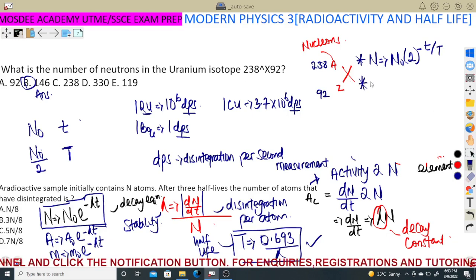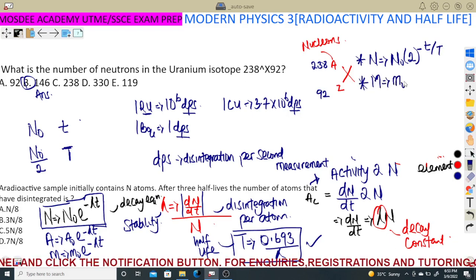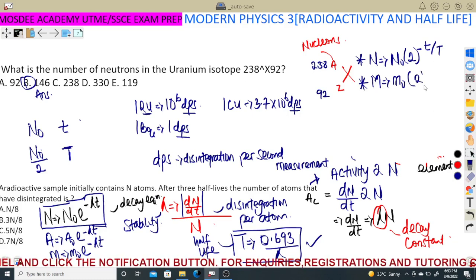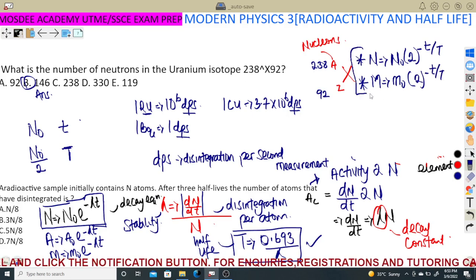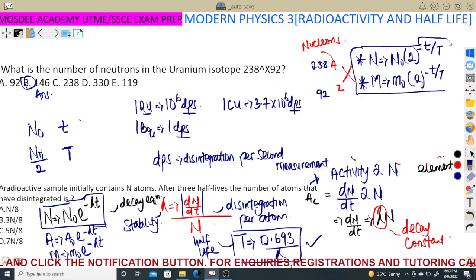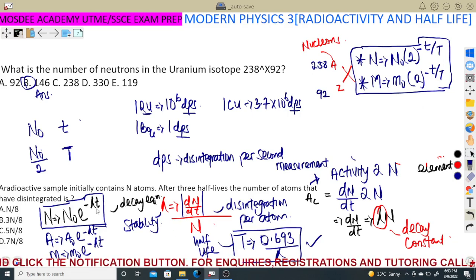If it's in terms of mass, it also works. The mass of the substance is equal to the initial mass of the active element times 2 raised to power negative small t over capital T. Please, my dear student, write these two formulas down because they will help you directly solve a lot of questions rather than using exponentials, which will cause problems for those of you who are not so good in mathematics. I'm just trying to let you see how we come about this, and some important formulas I have linked, which you have to put down in your short note.